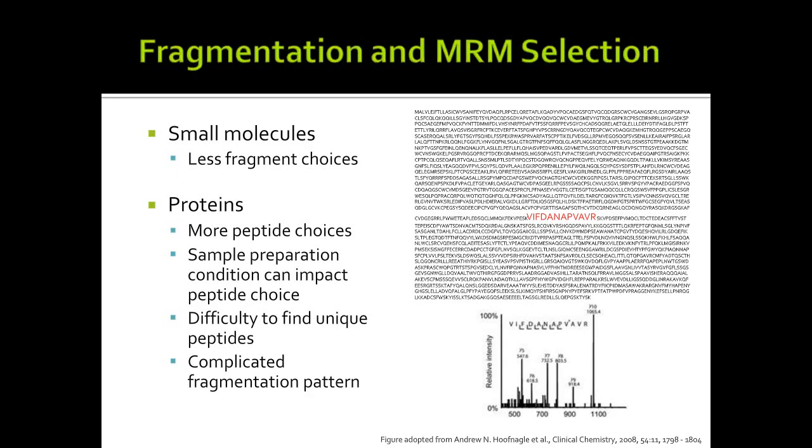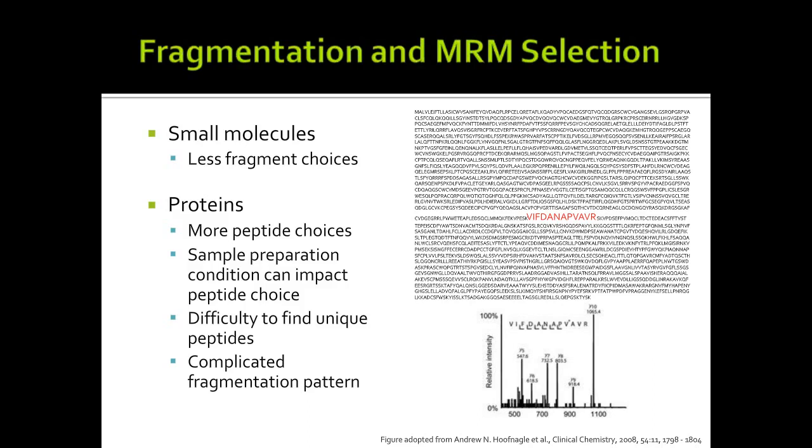This figure shows another layer of complexity of studying proteins. When we study small molecules, that's practically one compound, and based on the fragmentation of the compound, MRM or SIM is used to determine the molecule. But when we talk about proteins, there are different areas we need to consider, listed on the left side. One is there are more peptides to choose from. There are also sample preparation conditions that we need to think about. It's also difficult to find the unique peptide to choose from.